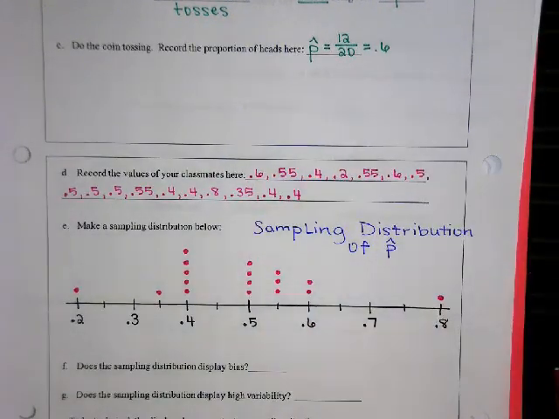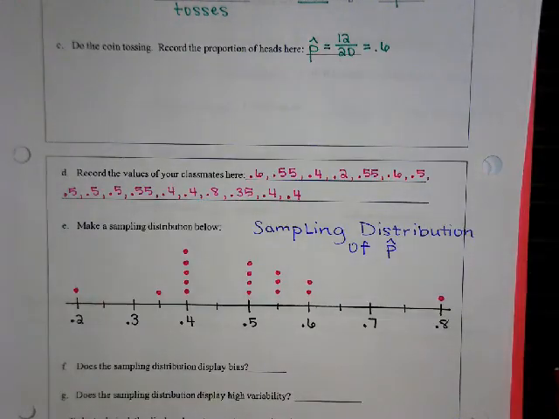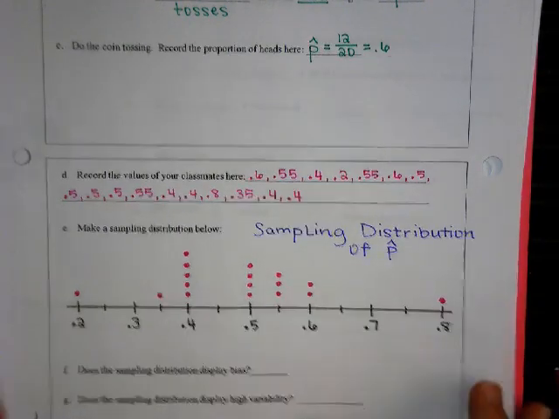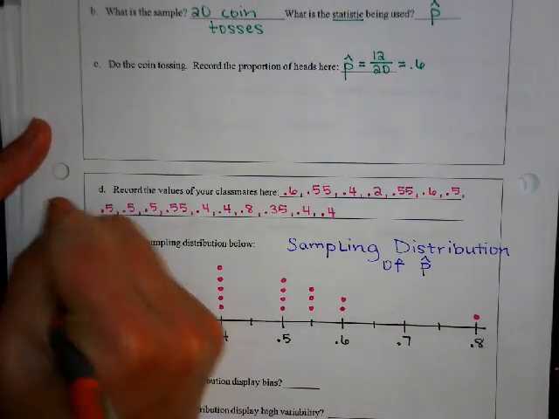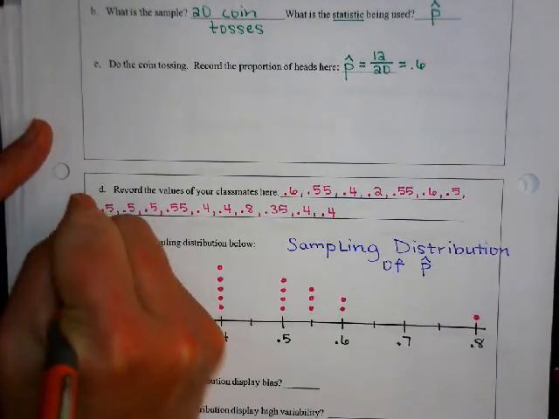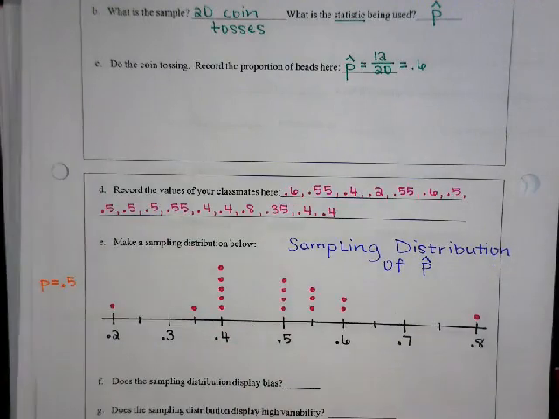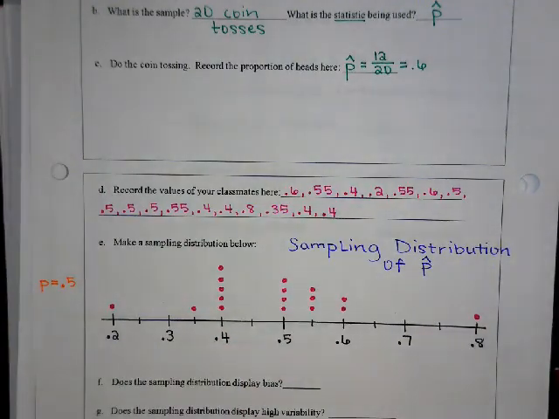Now, because of the way that coins are made, we know the parameter. What should the parameter, the proportion of heads, be? 0.5. So if we have a good sampling distribution, we should be centered at 0.5. Where is the center of our sampling distribution?